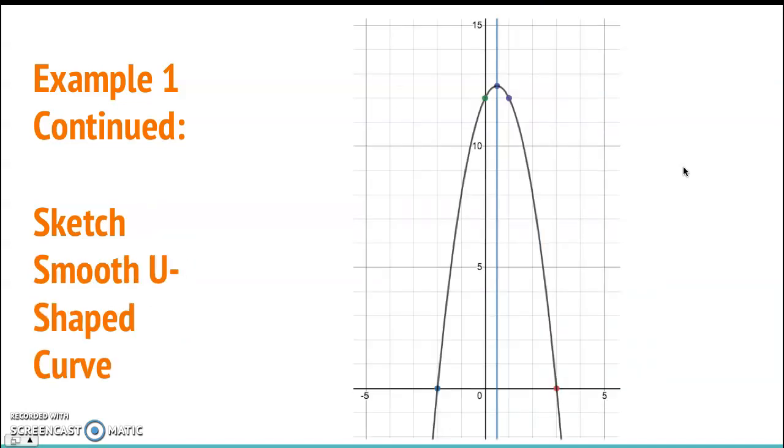And once we have these 5 points, we can go ahead and sketch a smooth curve through those points and make sure that it looks like a U-shaped curve. And remember, the a value we stated in the beginning was -2, and so notice your graph is opening down, as it should be with a negative a.